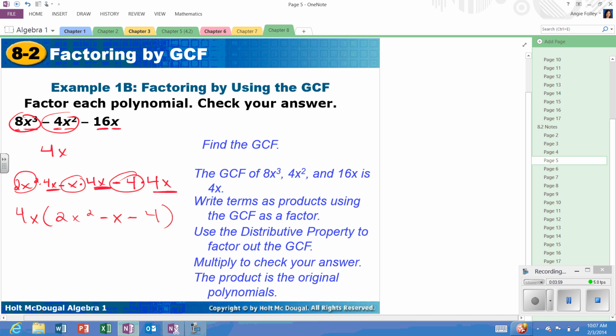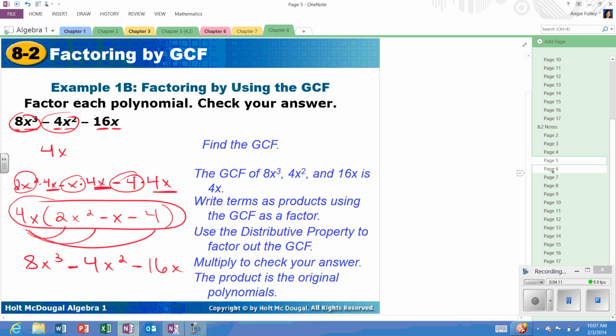Again, you can distribute back to check. So when I check, I get 8x to the third minus 4x squared minus 16x. So this is my factored version.